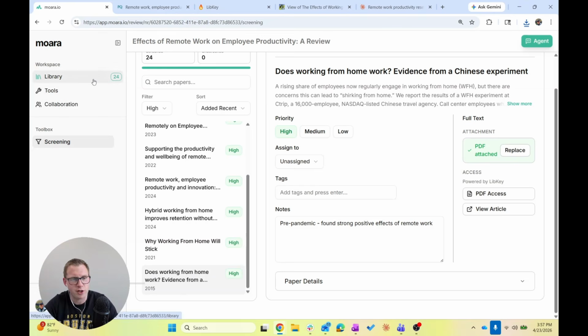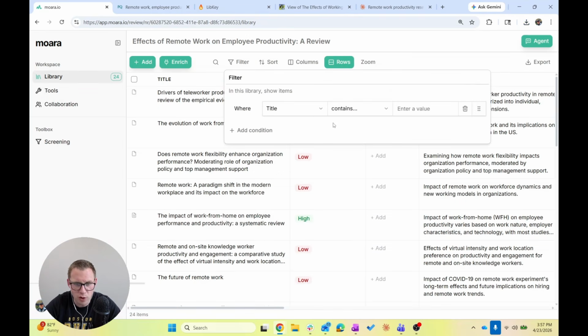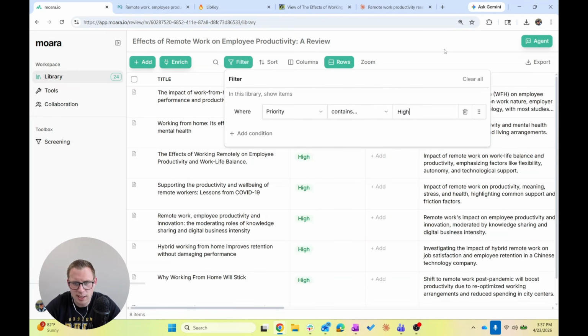Okay, so now we have all of our documents, and that's what's important. I am going to once more filter for priority, and then I know something I'm just curious to take a look at is this.